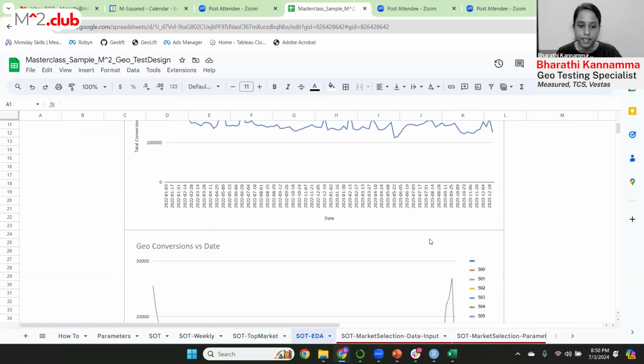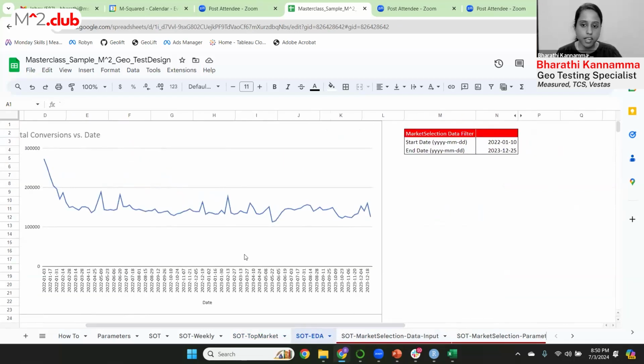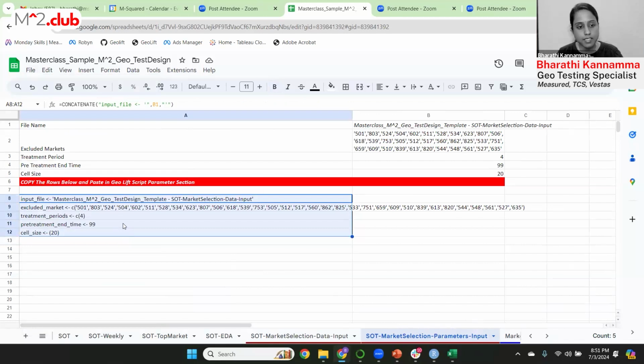This is an exploratory data analysis sheet which gives you 2 charts. Based on the chart, you can also select what is the time period of the data that you want to use for market selection. For the market selection algorithm to work, there is an R script.